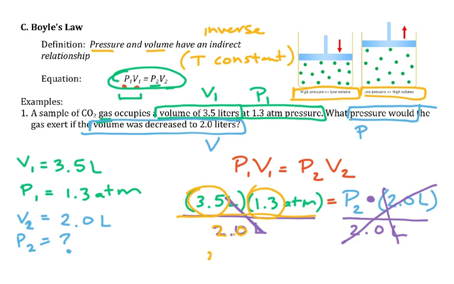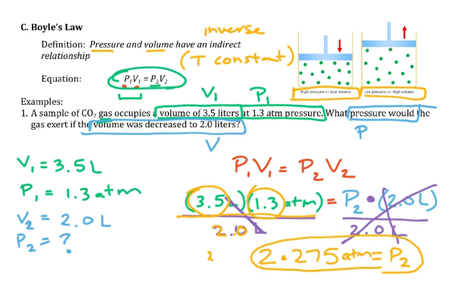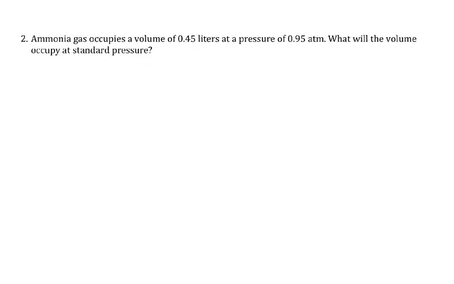And I got 2.275, and this is pressure 2. Pressure has a unit of atm, so I need to put that unit of atm on my answer. So pressure 2 is 2.275 atm. Let's try another one of these. If you want, pause, try and get the set up, and then come back to check your answer.